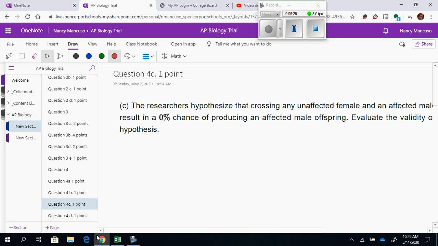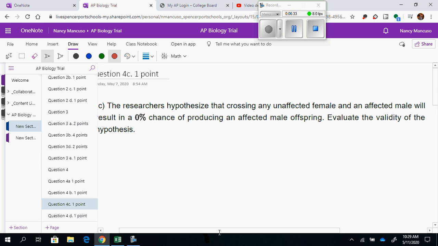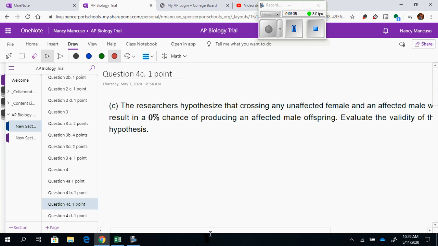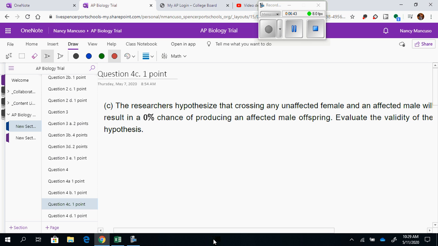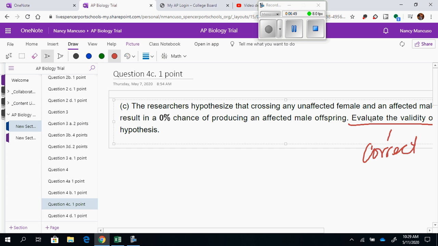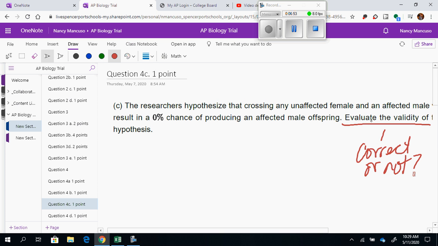The researchers hypothesized that crossing any unaffected female and affected male will result in 0 chance of producing an affected male offspring. Evaluate the validity of the hypothesis. So when they say evaluate the validity, I want to know, are they correct or not? That's what it's asking me. Is this valid or not?